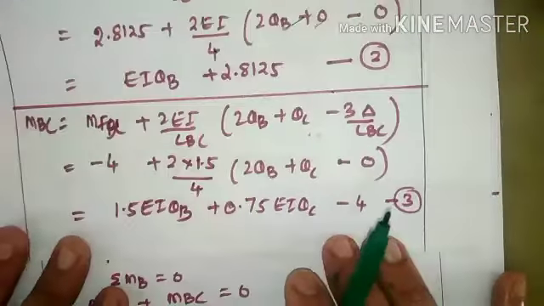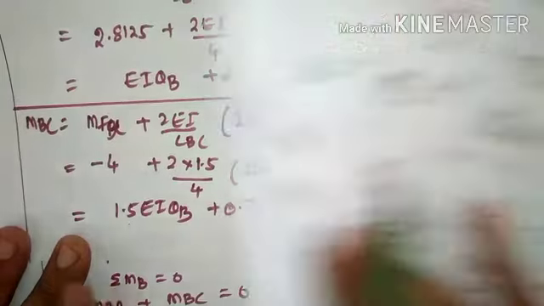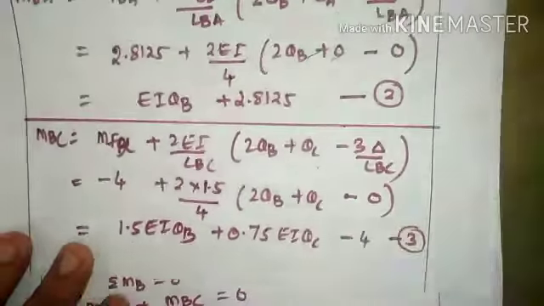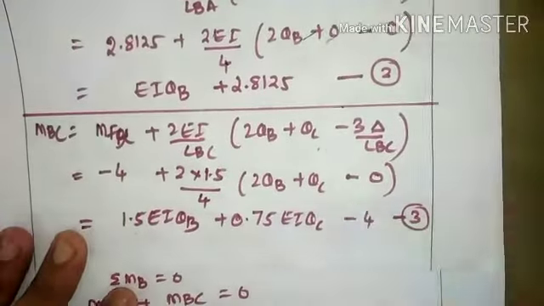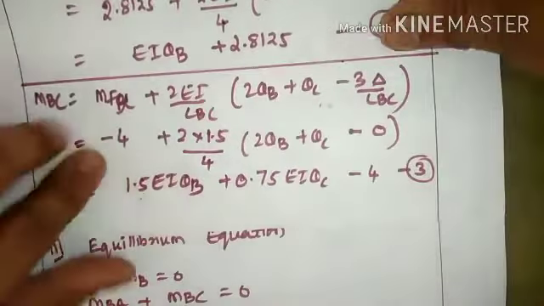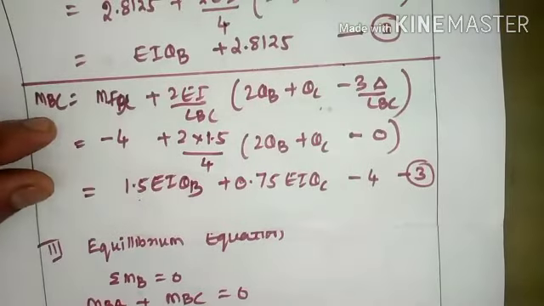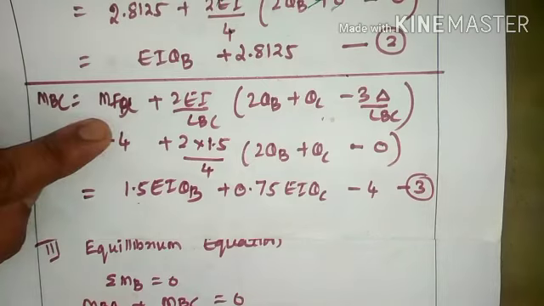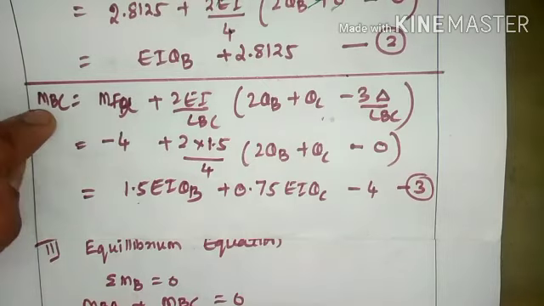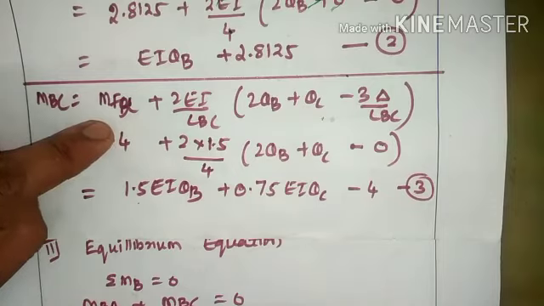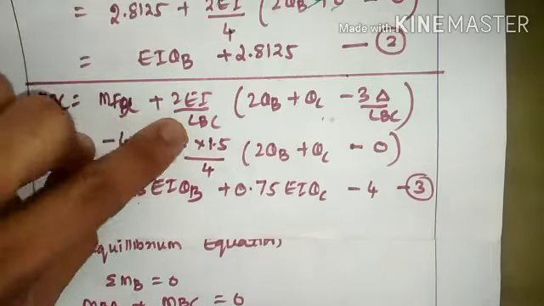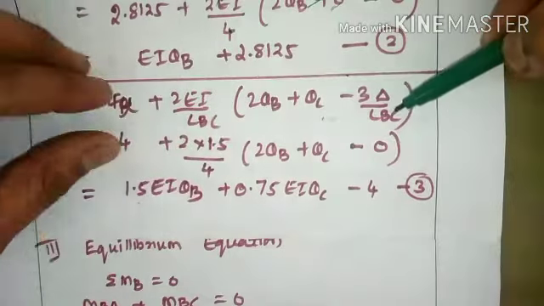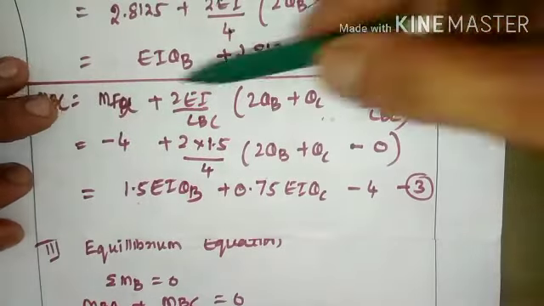Similar situation will arise for BC. As AB and BC are both indeterminate, you are going to apply slope deflection equation for AB and BC. So for BC, if I write MBC here, the thing that should flash in your mind is that the right hand side should also be BC. It should be MFBC plus 2EI divided by LBC, 2 theta B, theta C, minus 3 delta divided by LBC.